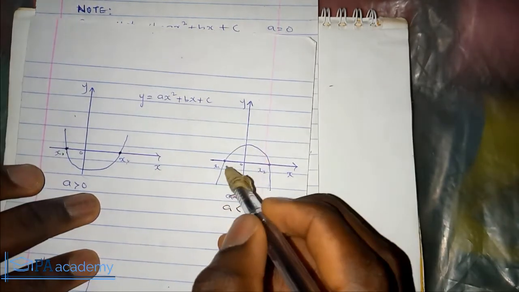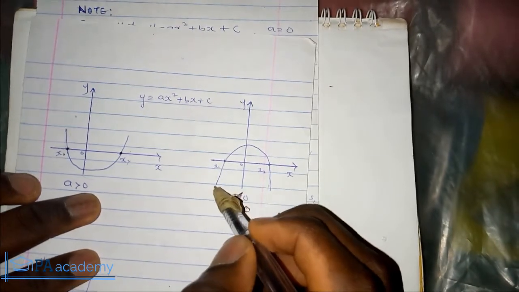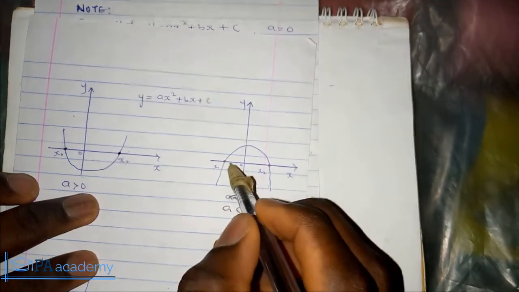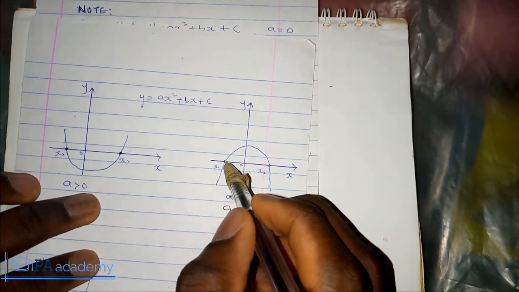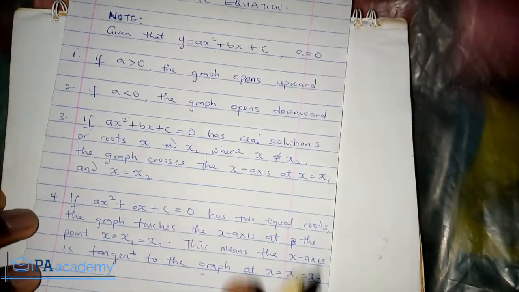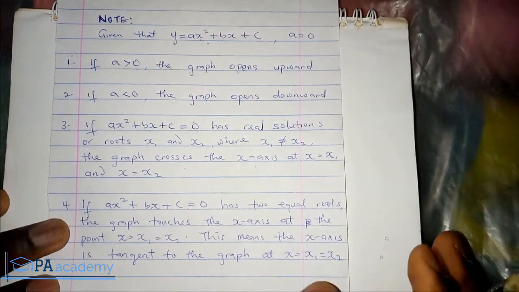Same applies here. Once you plot your graph and you have something like this, wherever your curve touches the x-axis, the first point will give you the value of x1. The second point will give you the value of x2. So that is what this third rule is talking about. This is the third thing you also have to note.